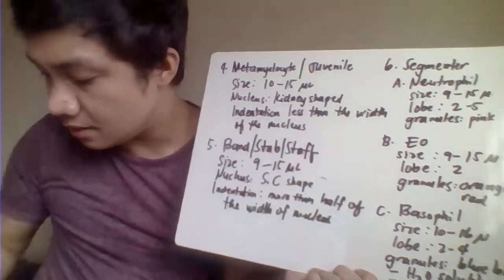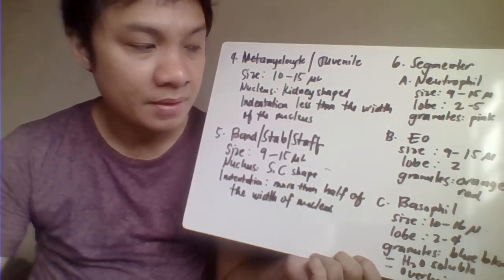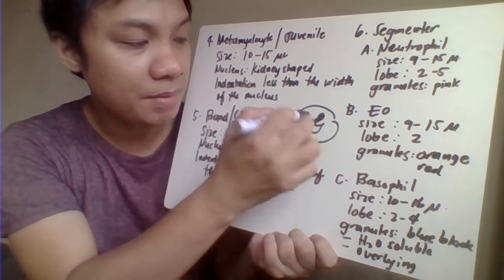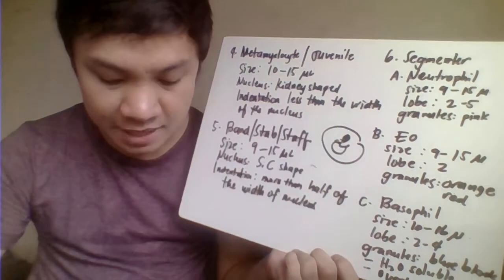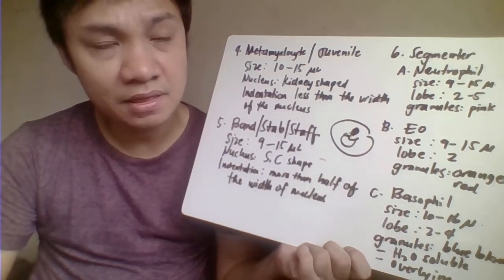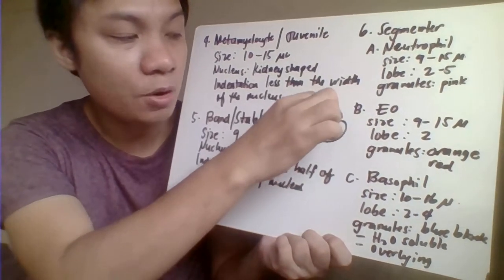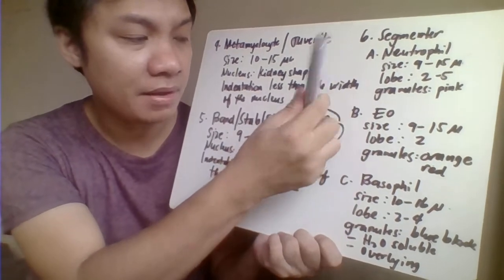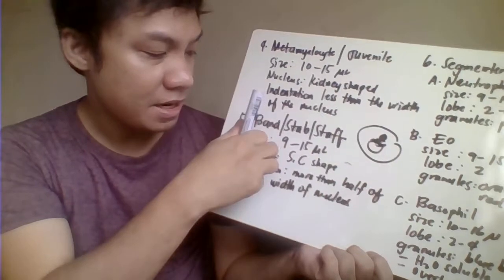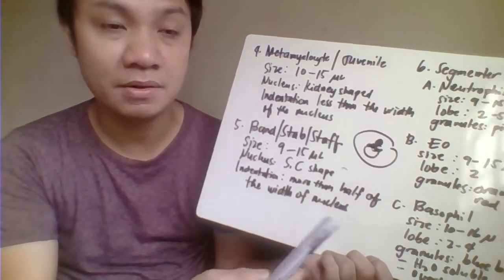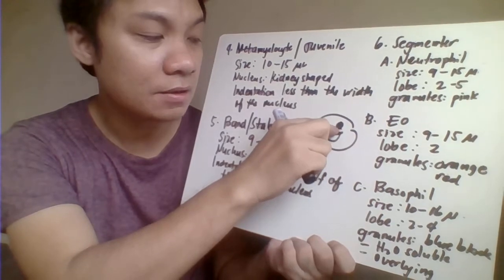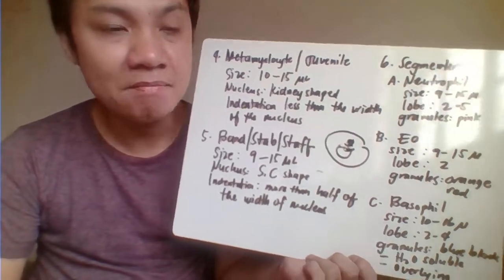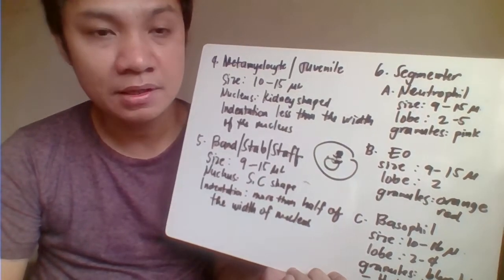Segmenter, so when it segments, basically that one is the segmentation. If there is a separation here with a thin thread-like filament separating the lobes, that becomes your segmenter. But if you don't see that, and there is only a thin area, then it is still considered a band or stab. But if there is a small separation from one segment to another, we consider it a segmenter.